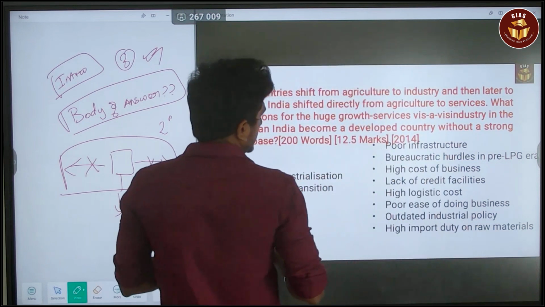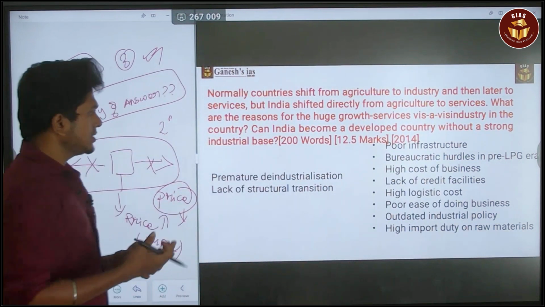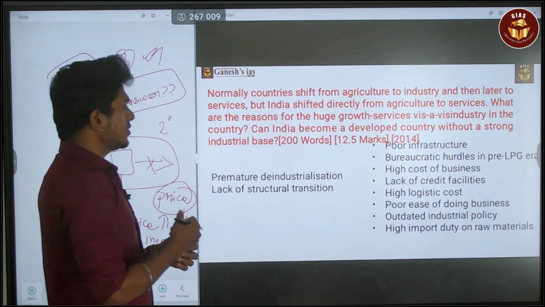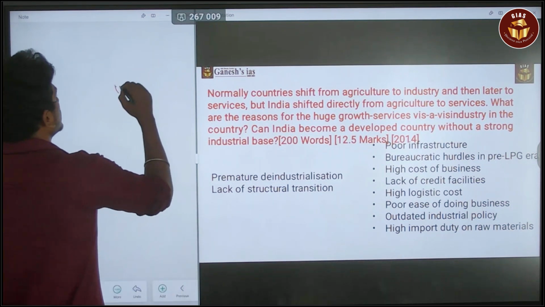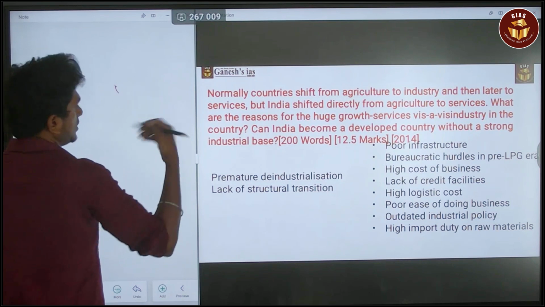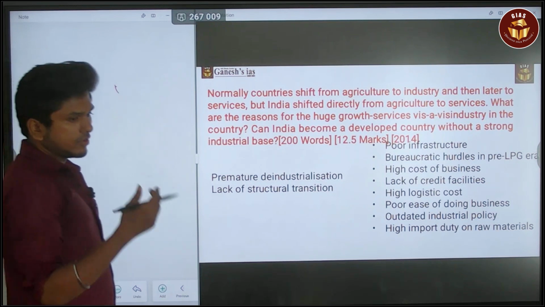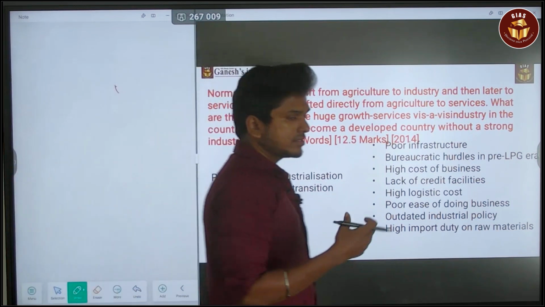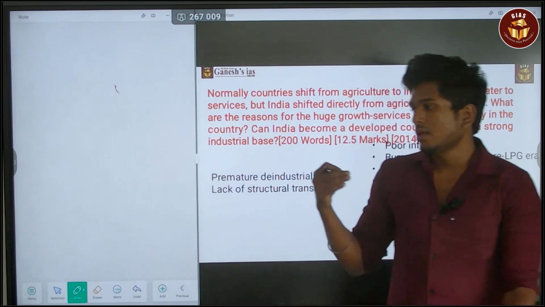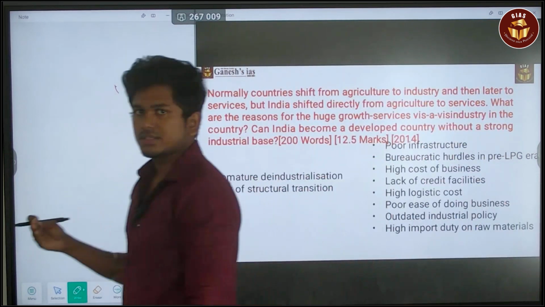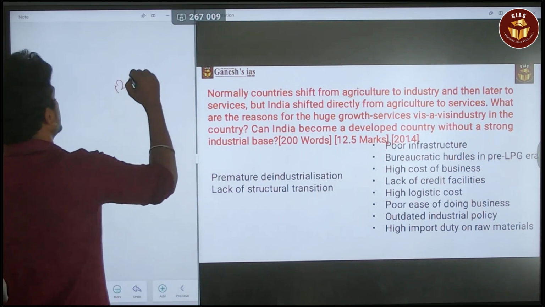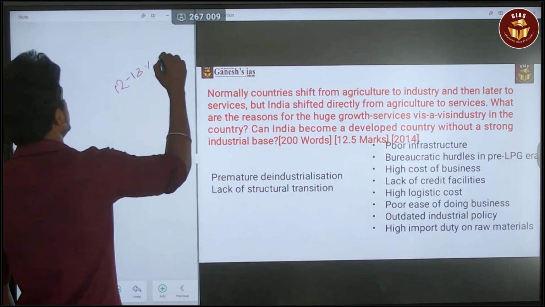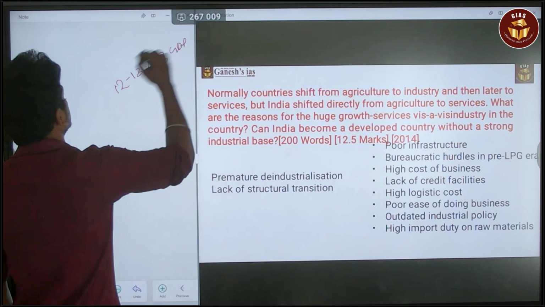Next most important thing is high cost of business. Then high cost of logistics. You have to note the data. When it comes to other countries, whether developed or developing, the logistic cost is around 6 to 7% of their GDP. But when it comes to India, the logistic cost is 12 to 13% of GDP.